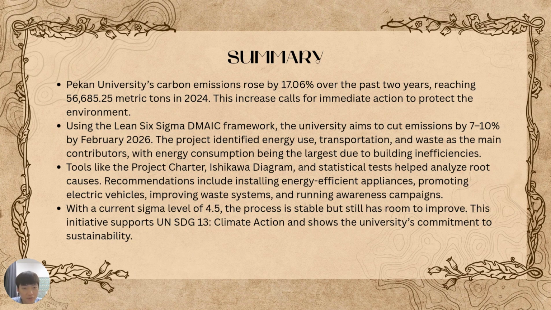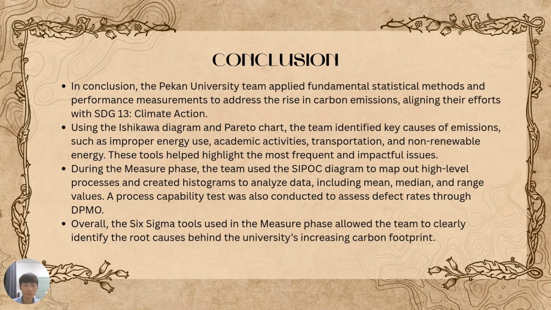The project identified energy use, transportation, and waste as the main contributors, with energy consumption being the largest due to building inefficiencies. Besides that, tools like the project charter, Ishikawa diagram, and statistical tests help analyze root causes. Recommendations include installing energy efficient appliances, promoting electric vehicles, improving waste systems, and running awareness campaigns. With a current sigma level of 6.5, the process is stable, but still has room to improve. This initiative supports UN SDG 13, which is climate action, and shows the university's commitment to sustainability.